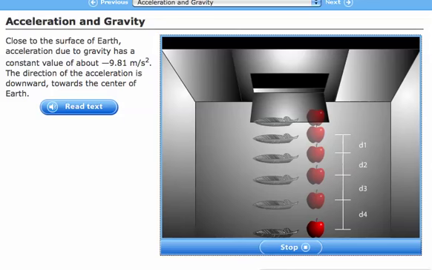Notice also that the two objects move a greater distance during each time interval. The distance between two successive images is proportional to their velocity during that interval. So you can see here that the downwards velocity is constantly increasing. In a full second of fall, the velocity will increase by 9.81 meters per second. The acceleration caused by gravity near the surface of Earth is therefore 9.81 meters per second per second.